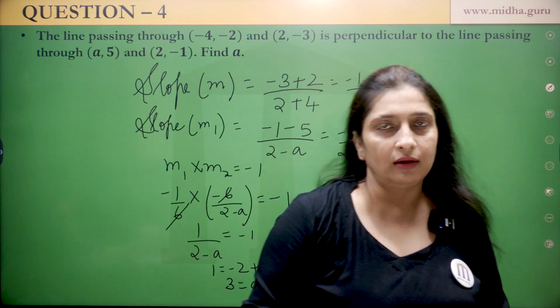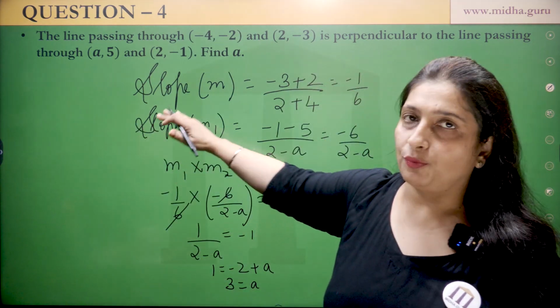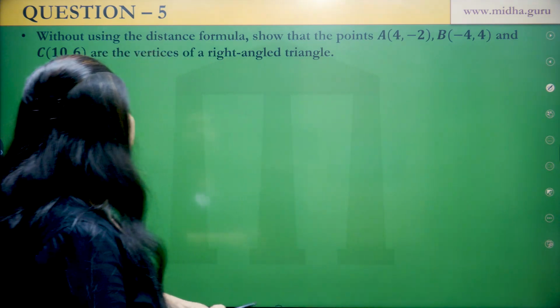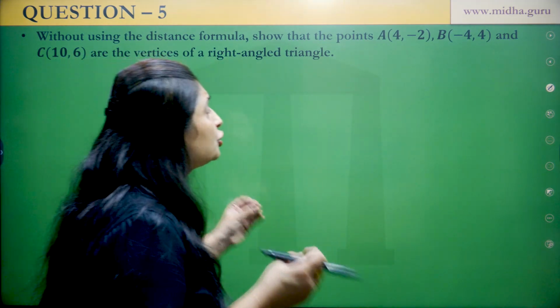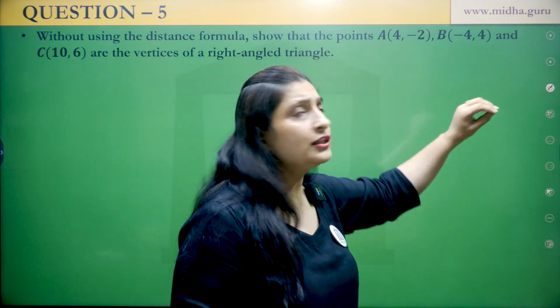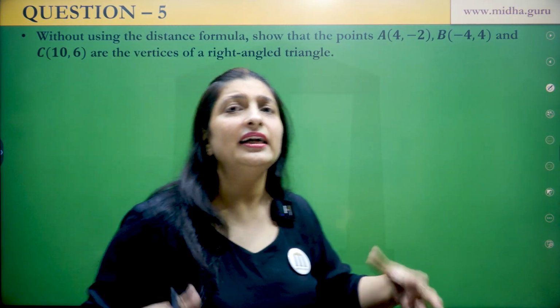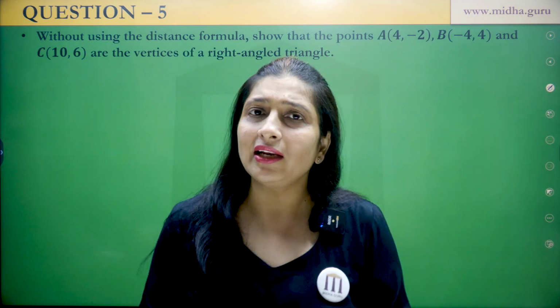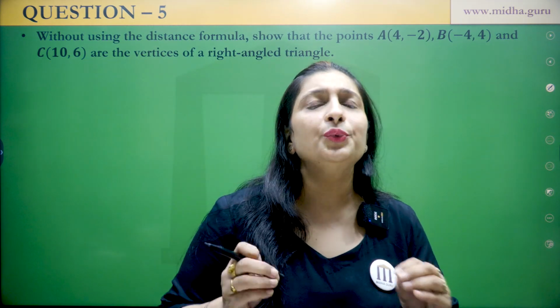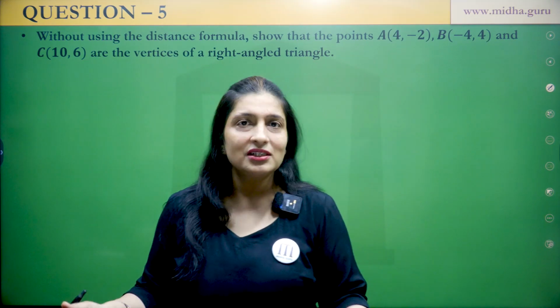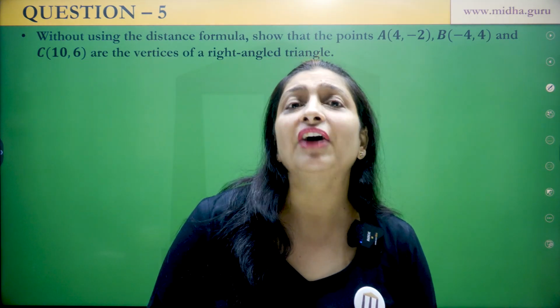So we know if lines are perpendicular, the product of slopes is minus 1. If lines are parallel, the slopes are equal. So the next question is: without using the distance formula, show that the points A (4, minus 2), B (minus 4, 4), C (10, 6) are the vertices of a right angle triangle. The 3 vertices are given, their coordinates are given. We have to show that they are the vertices of a right angle triangle without using the distance formula. So we'll do it by finding the slope.